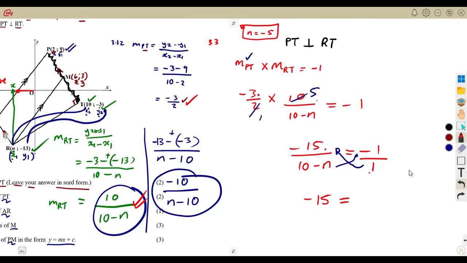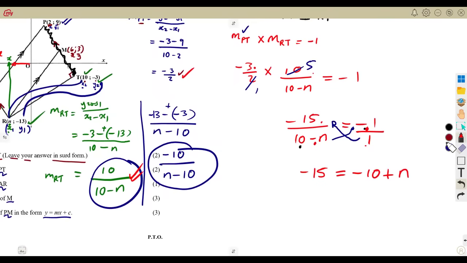So take note on your cross multiplication. It's minus 1 times 10, which is minus 10, and minus 1 times minus n, which is a positive n. Take note, the minus 1 multiplies everything in 10 minus n. You must be careful on that one.